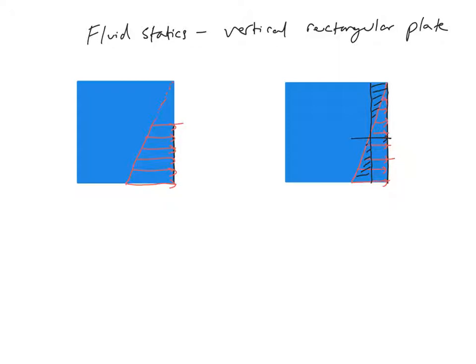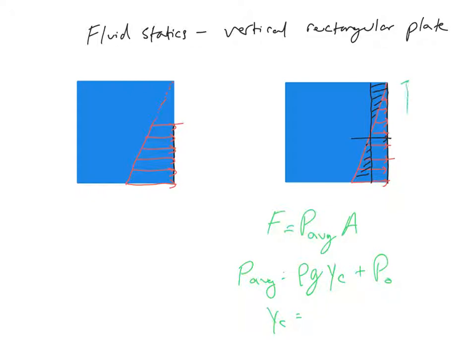So just as in the general case, we have that the force equals P average times A, and P average is going to equal rho g y sub c plus P sub 0, and my y sub c here in this case is just going to be my total depth, which I'm going to define here as h. y sub c is just going to equal h over 2.